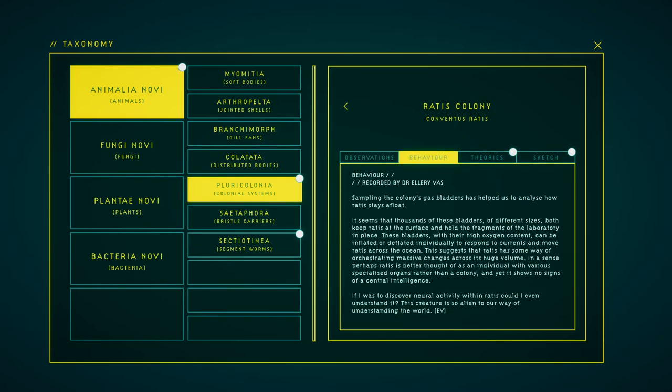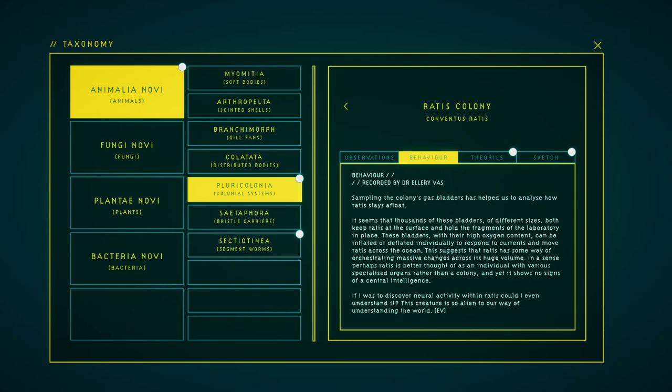Sampling the colony's gas bladders has helped us to analyze how Raptis stays afloat. It seems that thousands of these bladders of different sizes both keep Raptis at the surface and hold the fragments of the laboratory in place. These bladders, with their high oxygen content, can be inflated or deflated individually to respond to currents and move Raptis across the ocean. This suggests that Raptis has some way of orchestrating massive changes across its huge volume.